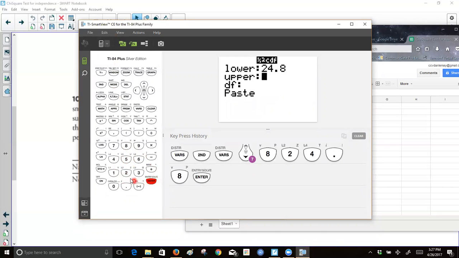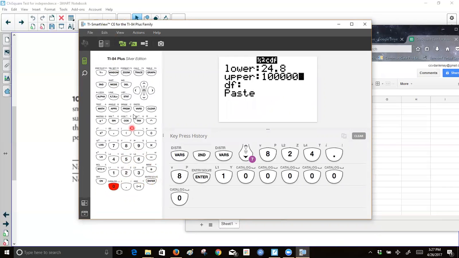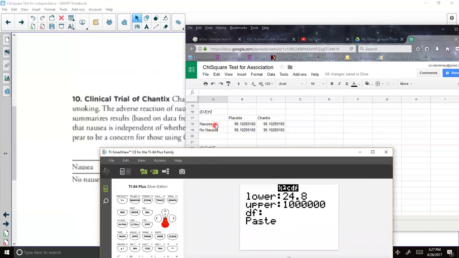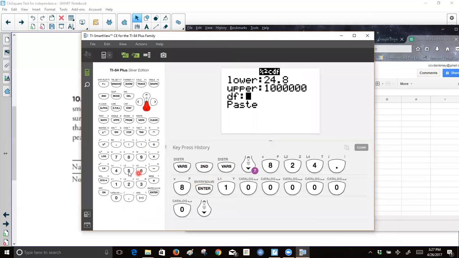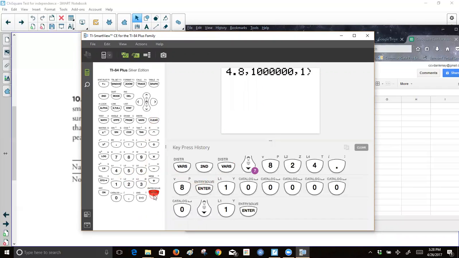And then my upper, I'm just going to pick some ridiculously large number, because remember, these are right-tailed distributions. Now, degrees of freedom, a little bit different. What you do is the number of rows minus 1 times the number of columns minus 1. So 2 minus 1 is 1. Then across the top, 2 minus 1 is 1. So 1 times 1 is 1 degree of freedom. Then that gave me the p-value.